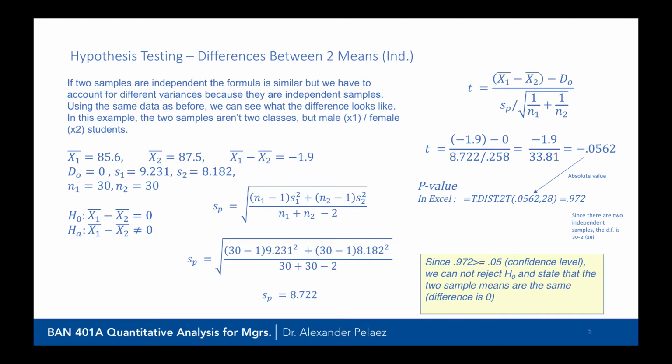When we plug those numbers back into the t statistic over here to the right, we end up with negative 0.0562. And again, because it's negative, we're going to have to take the absolute value, and we'll put that into our t.dist.2t function, using 0.0562. This time we use 28 degrees of freedom, and we end up with a value of 0.972. And since 0.972 is greater than or equal to 0.05, we cannot reject the null hypothesis, and we can state that the two sample means are the same, and that their difference is 0.